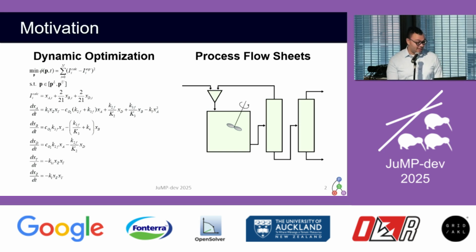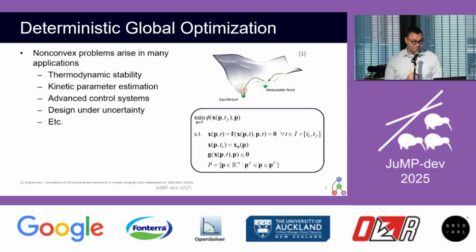So in dynamic optimization, we have a standard optimization formulation, but some of the variables in our system are defined by a system of ODEs. And in process flow sheeting, we have some connection of unit operations, which gives us some system of equations that we want to add to our optimization model. And ultimately, we want to solve these problems to global optimality. And we care about global optimization in my lab because in a lot of real-world scenarios, we're dealing with non-convex problems, which means we need a deterministic global optimizer because we want the best solution to these problems.